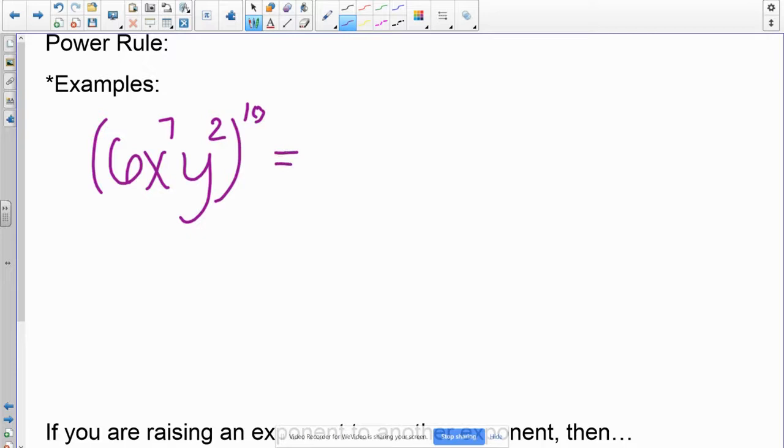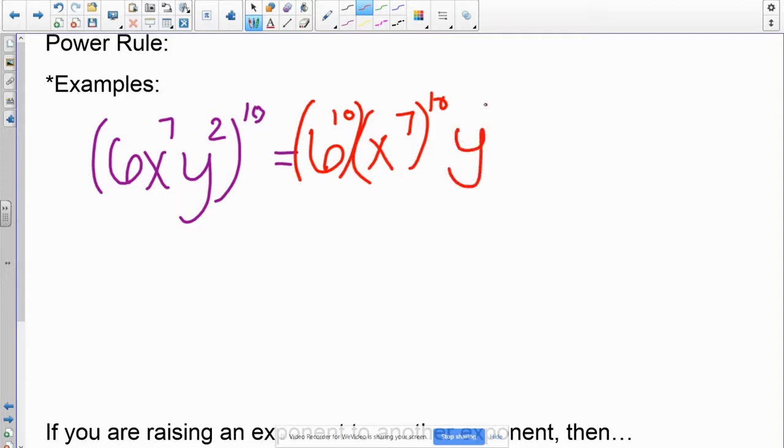Okay, so we're going to treat coefficients like coefficients, and I'm just going to divide this up so we can see this better. So this would be 6 to the 10th power, which is going to be a very large number. We'll have to put it in our calculator here. X to the 7th, then to the 10th. Put that in parentheses. And then y to the 2nd power, and then to the 10th power.